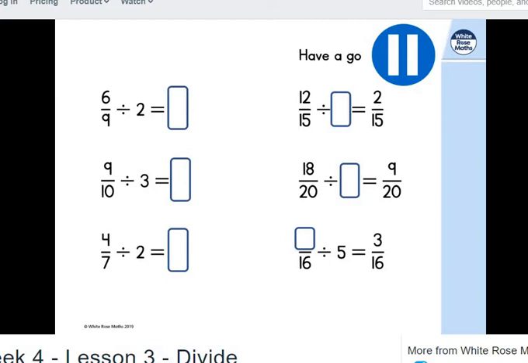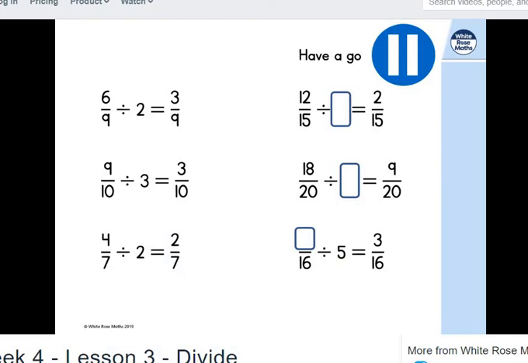Let's have a look then. Well, 6/9 divided by 2. Well, I know what 6 bananas divided by 2 would be. There'd be 3 bananas. So 6/9 divided by 2 would be 3/9. 9/10 divided by 3 is 3/10. 4/7 divided by 2 would be 2/7.